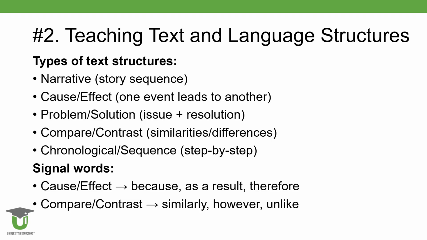Teach students to identify signal words, which often include clues about the structure. For example, cause and effect text may include words like because, as a result, or therefore, while compare and contrast text often uses words like similarly, however, or unlike. Teaching students to recognize both the structure and these signal words supports stronger comprehension across all types of text.